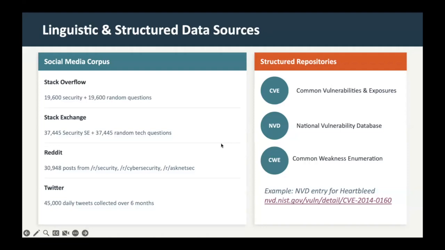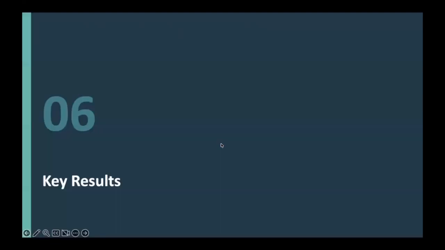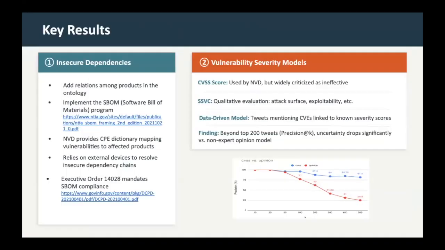All right, so these were the linguistic sources that we use in our modeling, and these are some of our key results. One of the problems we identified that really scared the hell out of us was what we called at that time the problem of insecure dependencies.